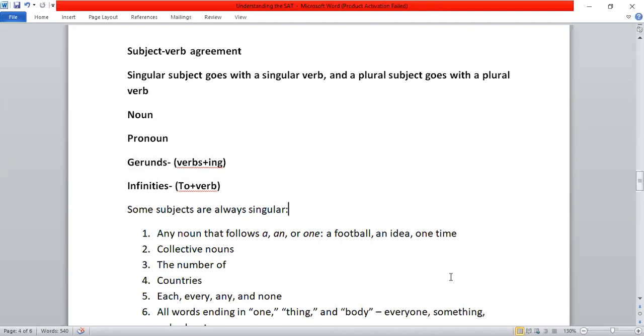Do we know what collective nouns are? Well, if we do not know what collective nouns are, let's look into it. Let's see what these are.